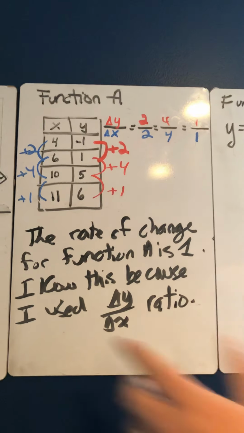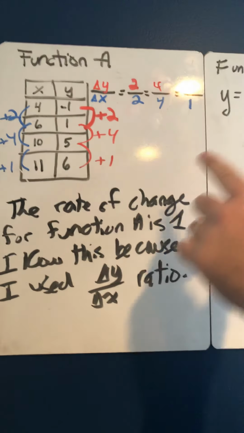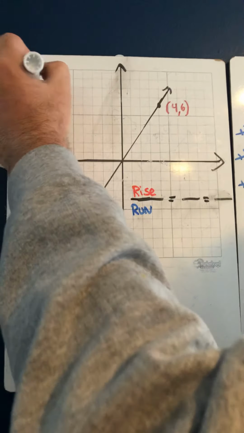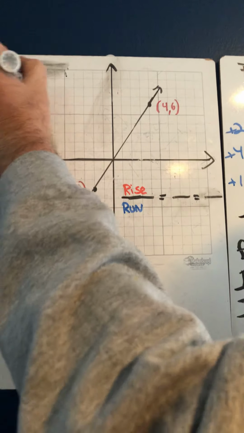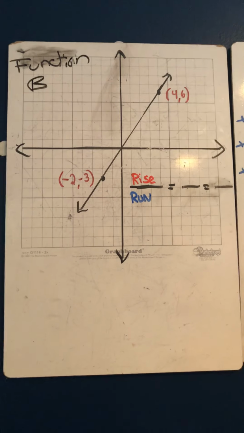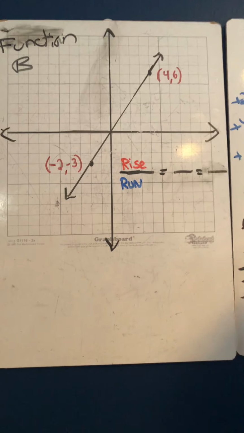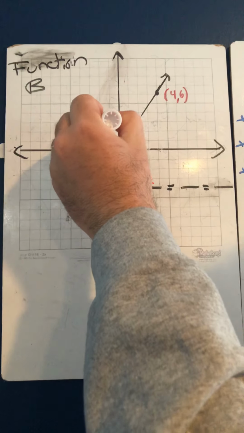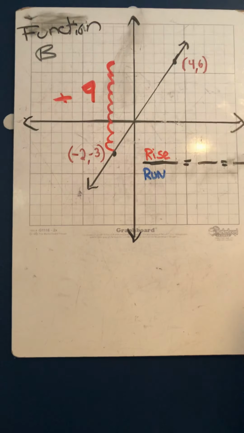So that's function A, where the rate of change is the same as the slope, so the rate of change is 1. So now over here to function B. And so function B is a graph, actually. And for graphs, we know that the rise over run ratio. So let me show it between these 2 points. So 1, 2, 3, 4, 5, 6, 7, 8, 9. So plus 9 is my rise.